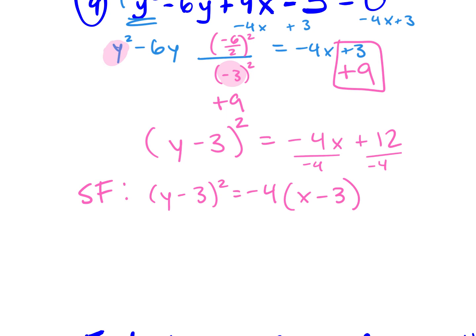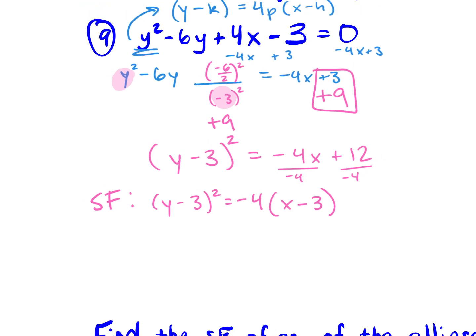It's not always going to be 4, but you always have to divide out a number. Whatever your coefficient is here, you want to divide that number out. So it might leave you a fraction here.